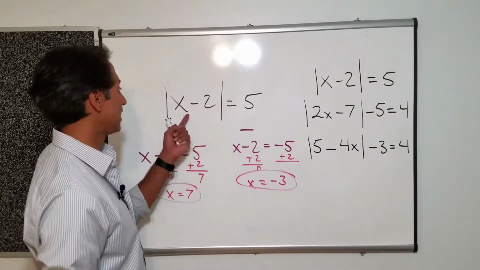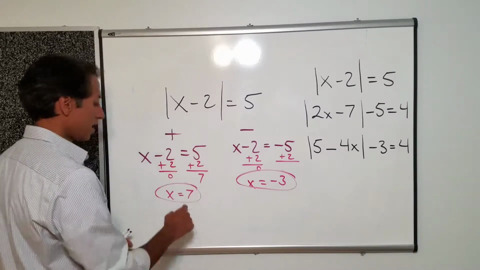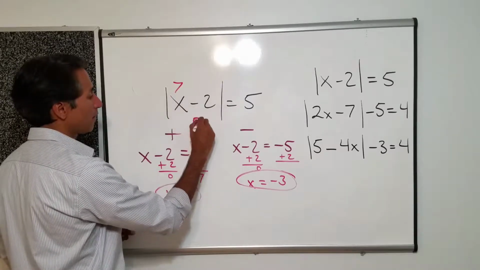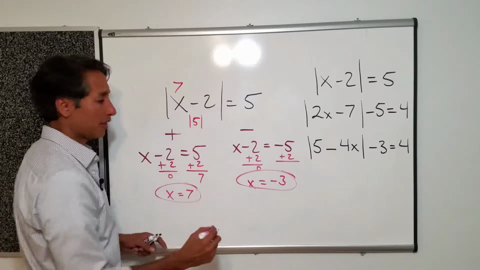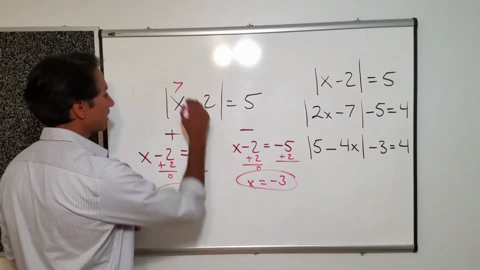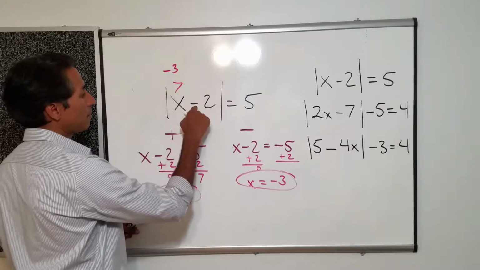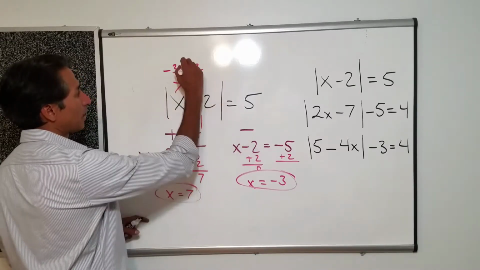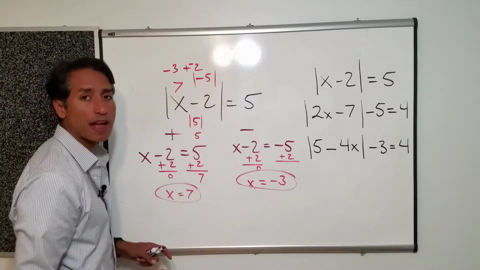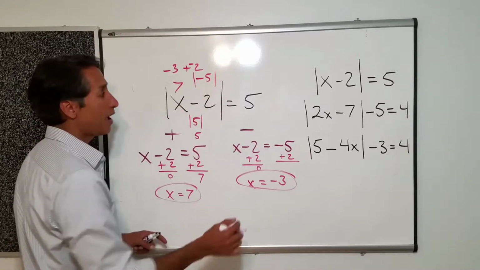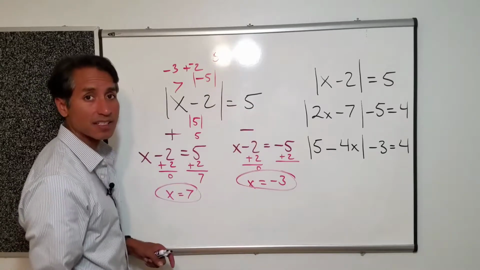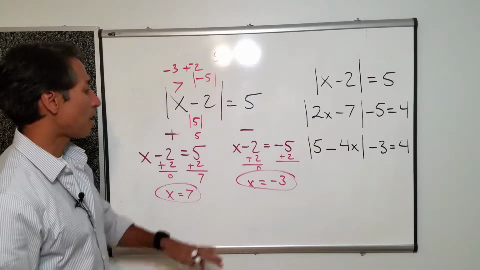Let's check our work and see if it actually proves this thing true. x is equal to 7. So let's plug in a 7. 7 minus 2 is 5. The absolute value of 5 is just 5. Does 5 equal 5? It does. Let's try this guy, negative 3. Negative 3 minus 2 is the same thing as negative 3 plus negative 2, which is negative 5, absolute value. The absolute value of negative 5 is just 5. Does 5 equal 5? Yes, it does. So we've worked through our first problem here.